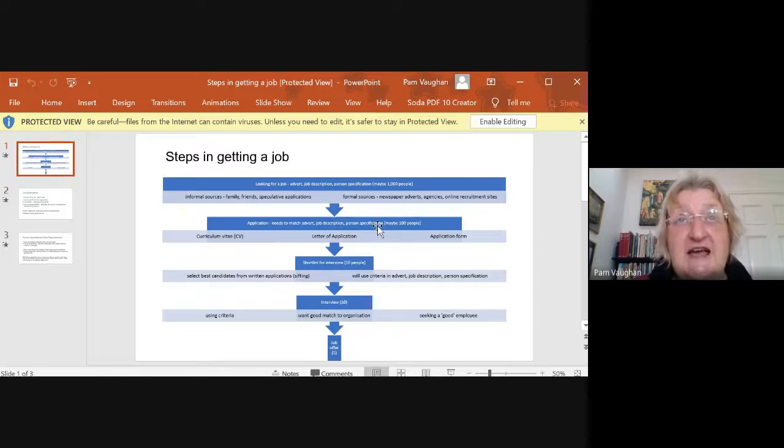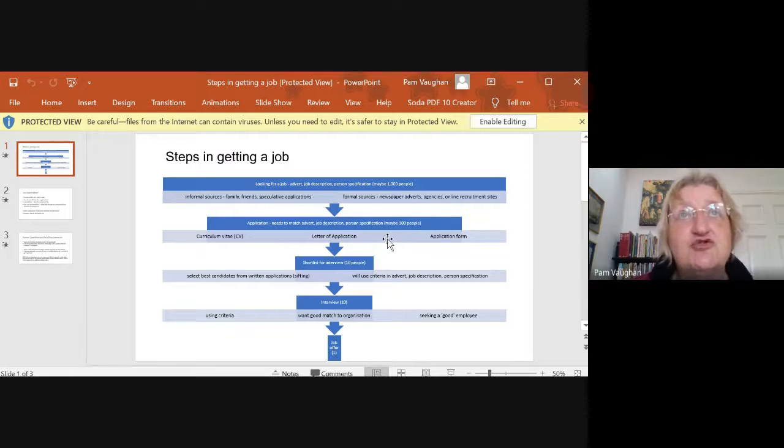The person specification is what the employer is looking for. So they want somebody with, for example, a degree or 5 years' experience, or experience in a particular type of work, or having fulfilled a particular role. So the person specification is about who's going to do the job, the sort of person they want to do the job, and maybe some personal attributes as well.